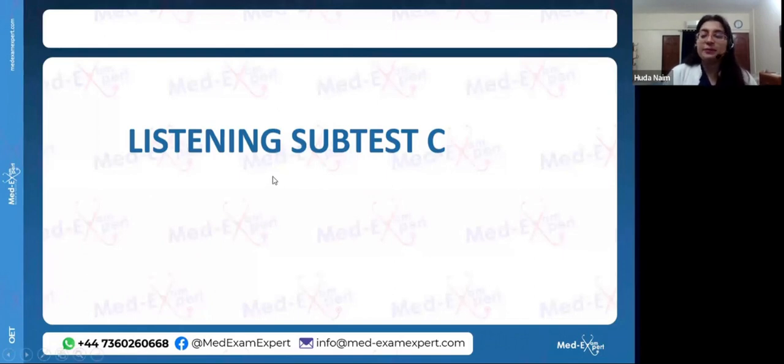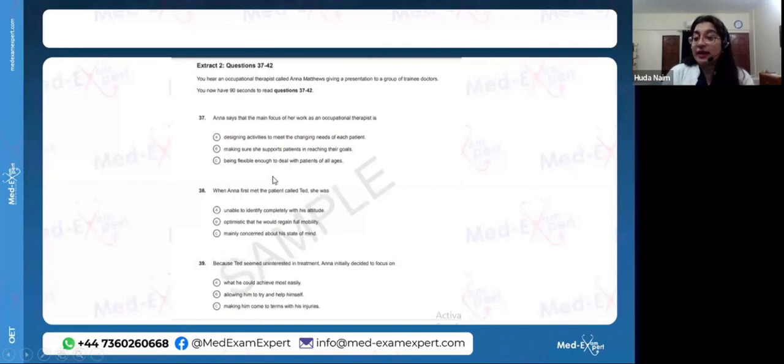Then the listening subtest C. Now, this is the one that most of the candidates find very difficult, because the problem with listening subtest C is that you have to hear the audio and you have to mark the answers at the same time, and there is no pause. So it's usually a conversation of a researcher maybe, or of a doctor who is giving a talk. So the doctor just keeps on talking and you have to hear the question. After you have to read the question, hear the audio and mark the answer at the same time.